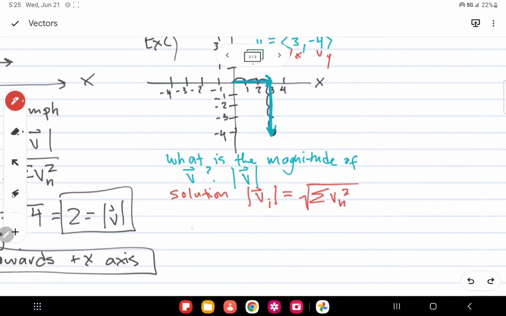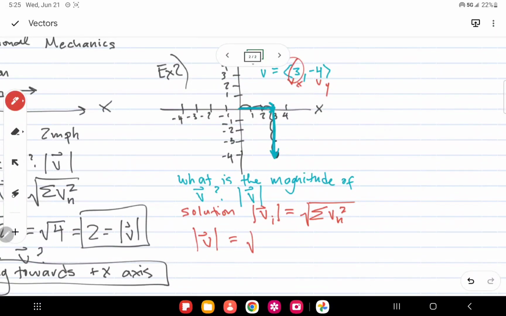So in this case, the magnitude of vector v will be the square root of 3 squared plus (-4) squared, and that will give you the magnitude of that vector. So let's go ahead and do the math here.